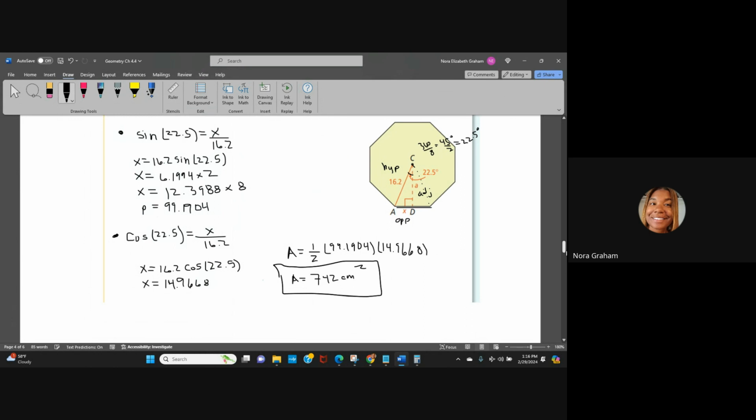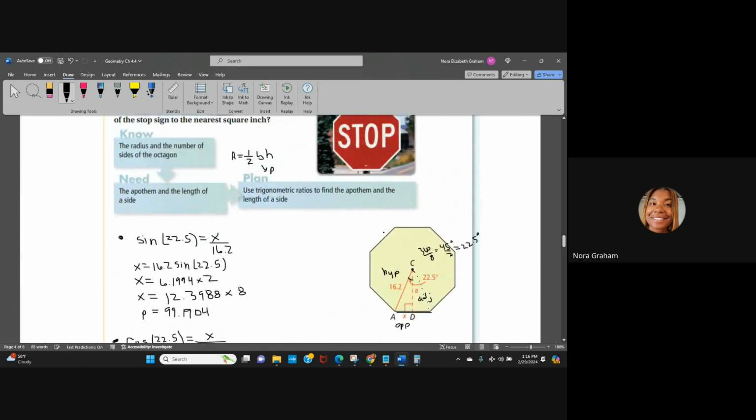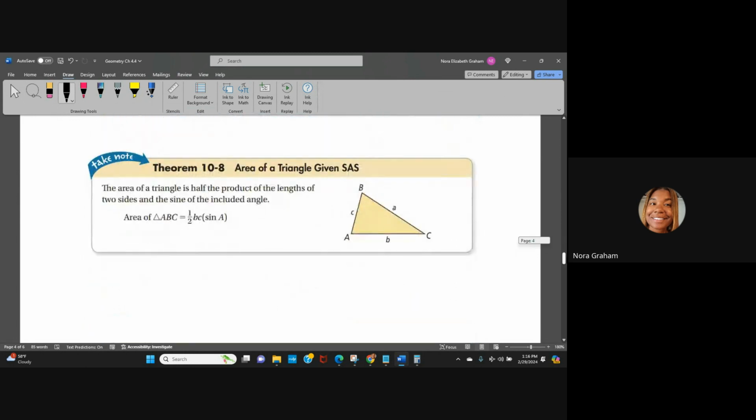All right, so those are the main steps. You want to set up your area, 1/2 your base, which is your perimeter, times your height, which is your apothem. All right, so those are the 2 main steps: finding that apothem and finding your perimeter. And we use trig to do so.